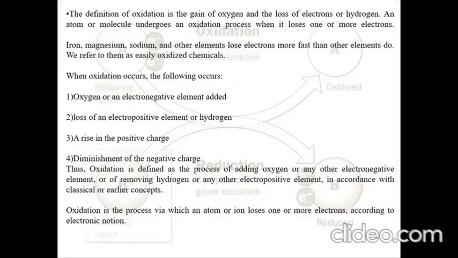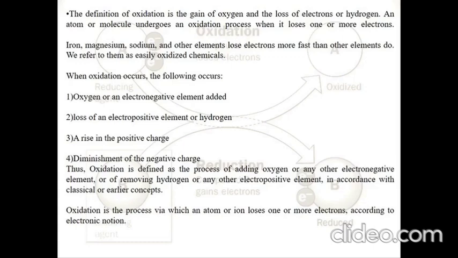The definition of oxidation is a gain of oxygen and the loss of electrons or hydrogen. An atom or molecule undergoes an oxidation process when it loses one or more electrons. Iron, magnesium, sodium and other elements lose electrons faster than other elements do. We refer to them as easily oxidized chemicals.